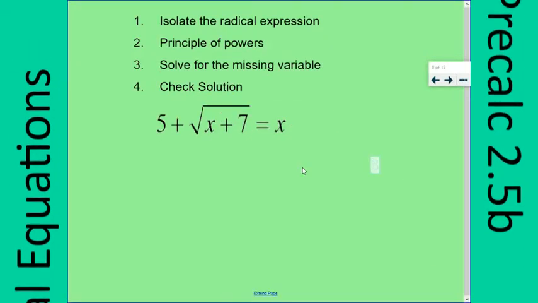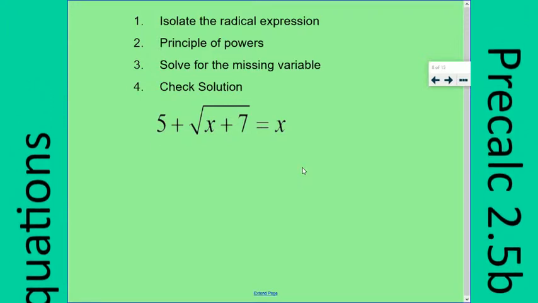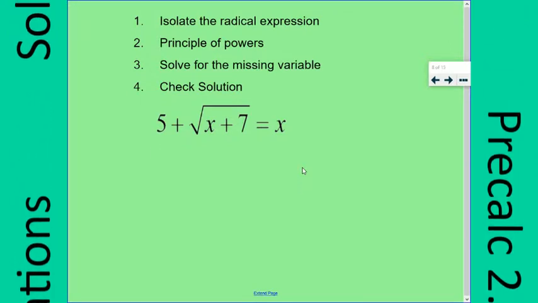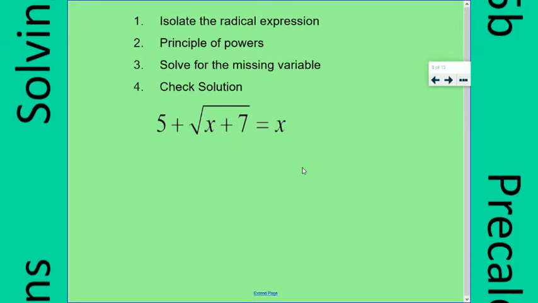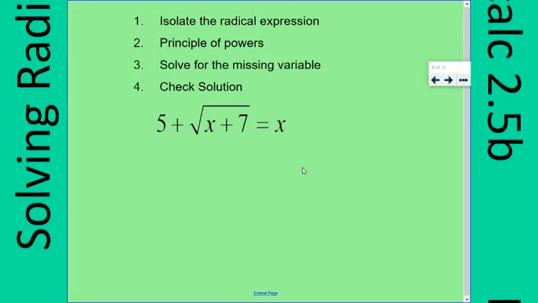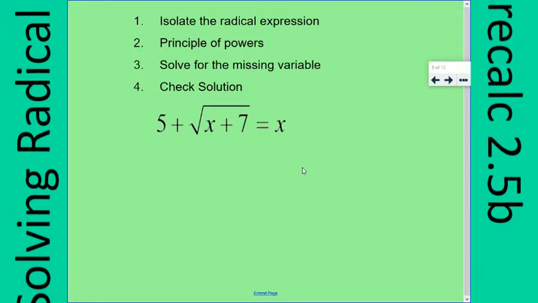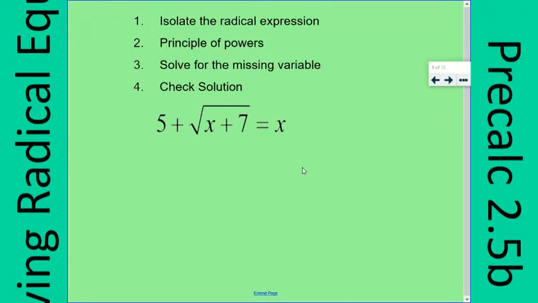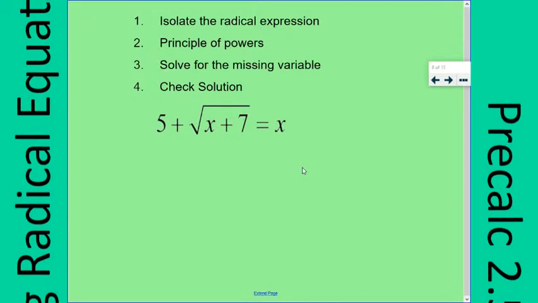So our goal is going to be to isolate the radical expression, use the principle of powers, solve for the missing variable, and then check the solution. Again, just like yesterday, I'm going to do all these in different colors, so hopefully it will be easier to follow. So first we want to isolate the radical expression.